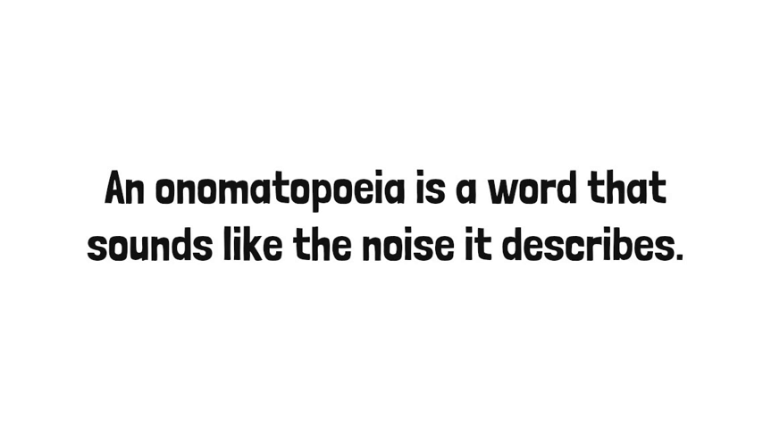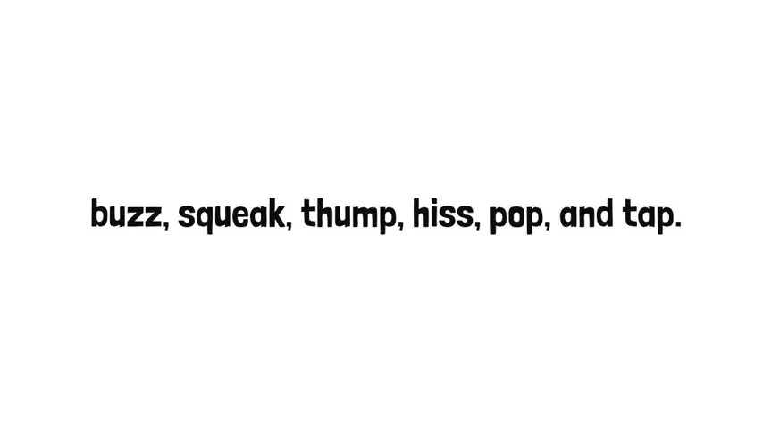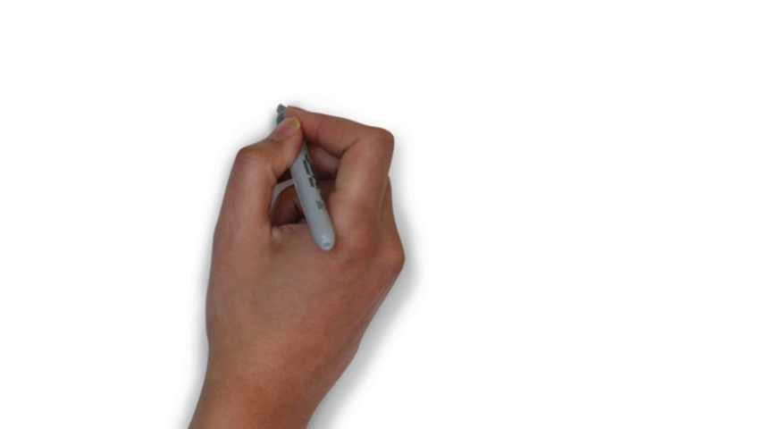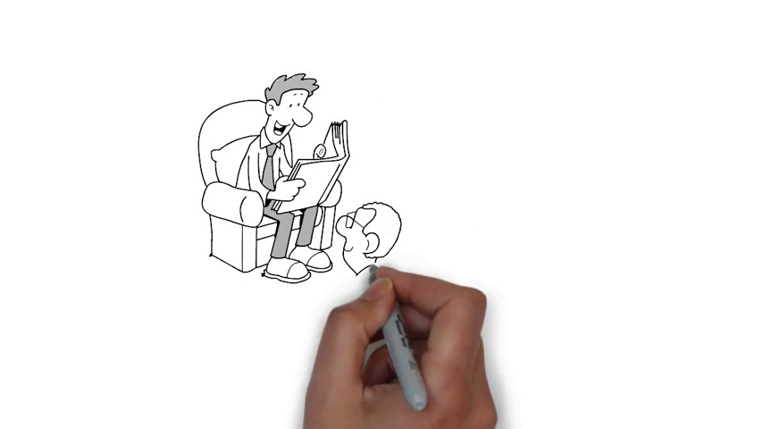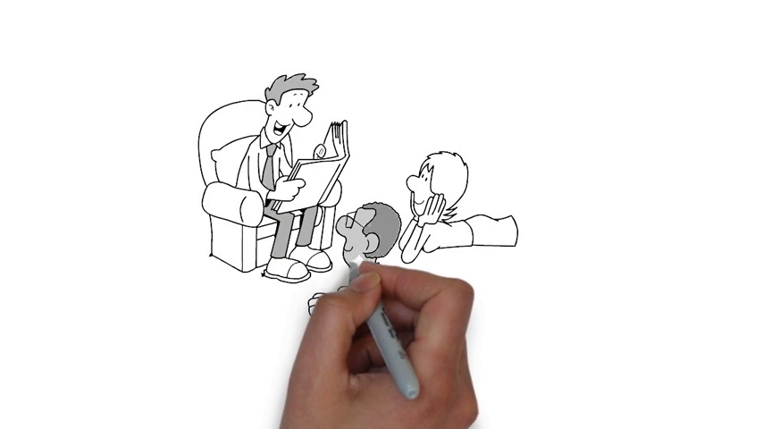An onomatopoeia is a word that sounds like the noise it describes. Examples are buzz, squeak, thump, hiss, pop, and tap. These words excite the senses and add imagery to a story.